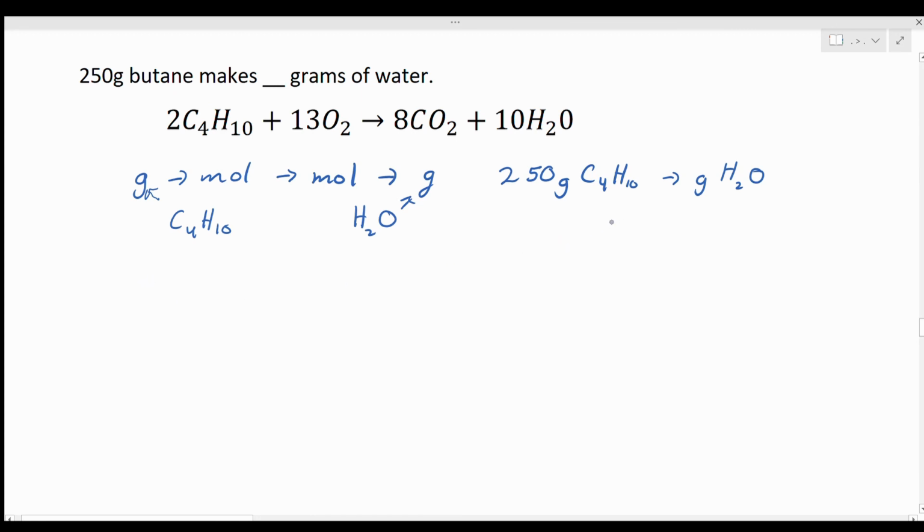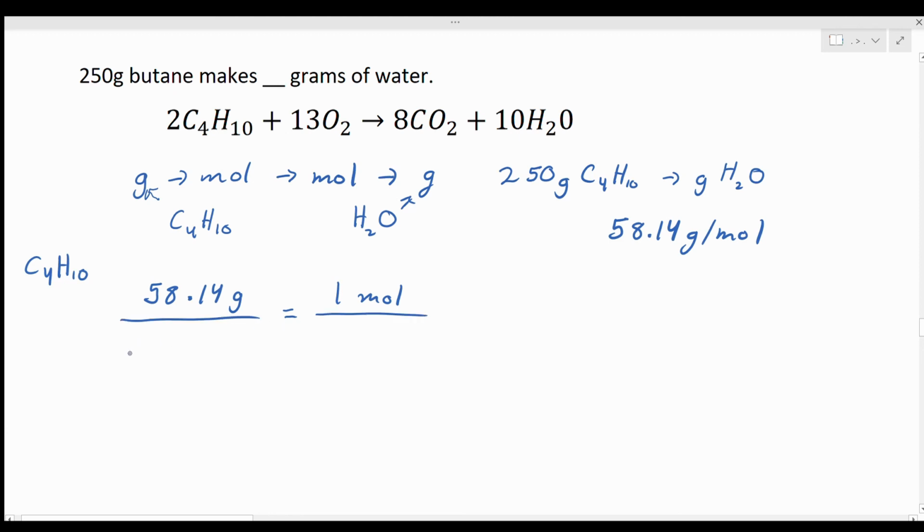First, we know that for butane, the molar mass is going to be 58.14 grams per mole. So that means that there are 58.14 grams of butane, just put a note here for ourselves that we're dealing with butane at this point, is equal to 1 mole of butane. And on the bottom we have, well, we know that we have 250 grams of it, and we want to convert that to some number of moles.